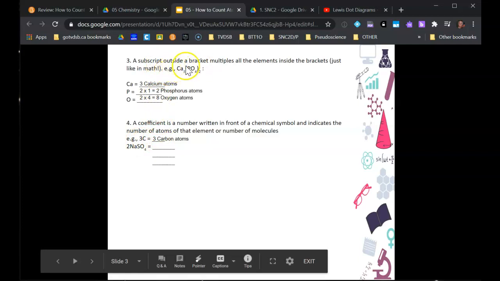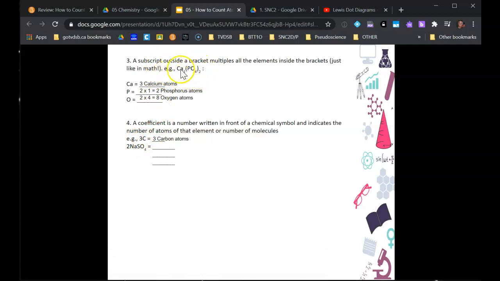All right, so in here, we have all of these elements. We've got subscripts in here. That tells us within the molecule, all of these atoms are attached. There are 3 calcium, there are 2 times 1 is 2 phosphorus, and 2 times 4 is 8 oxygen. All of these atoms are stuck together in a molecule. These 3 carbon atoms are not. They are separate from each other.